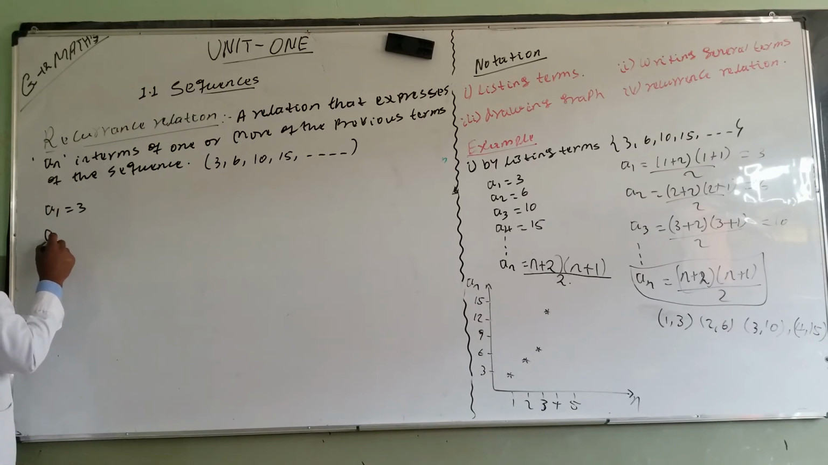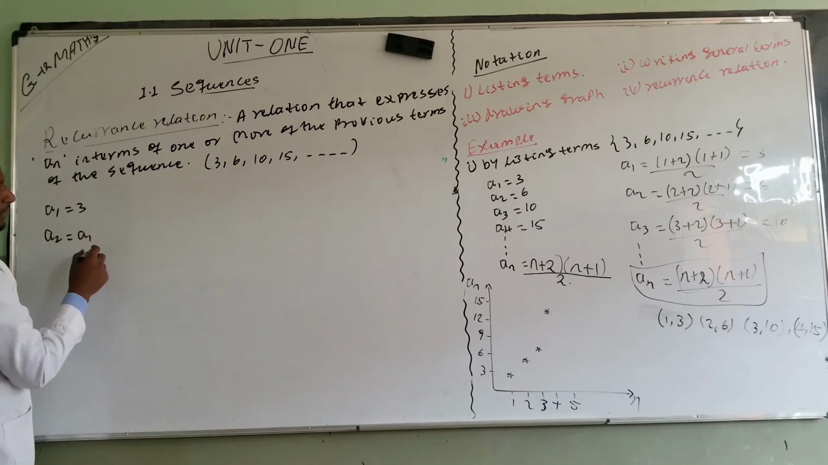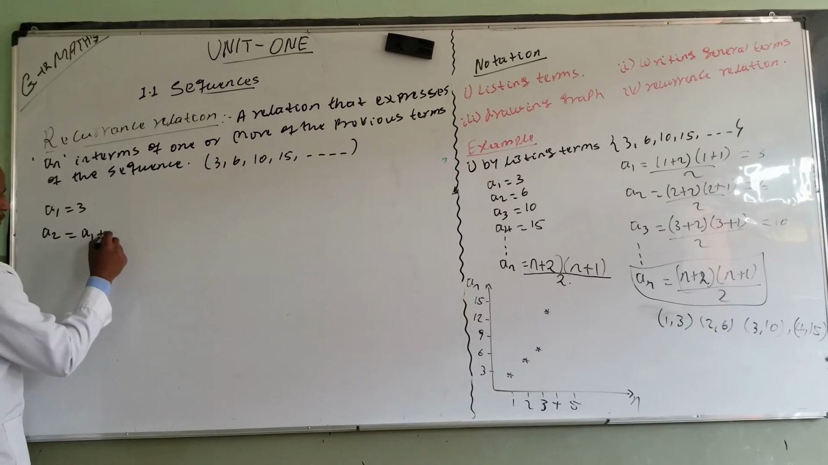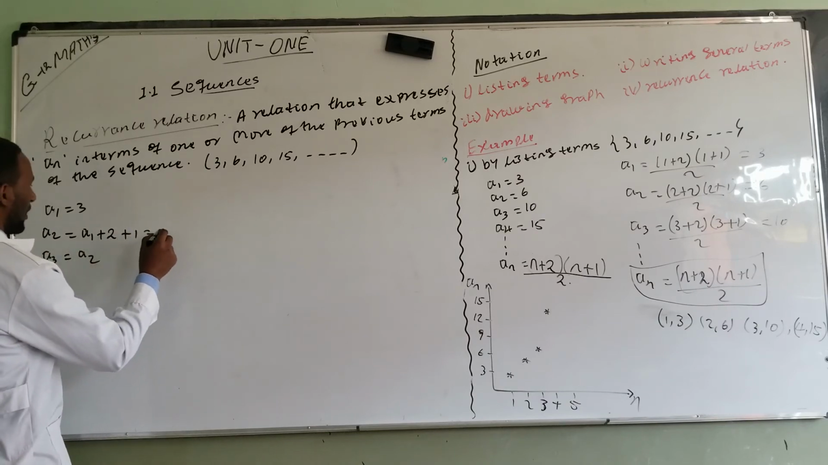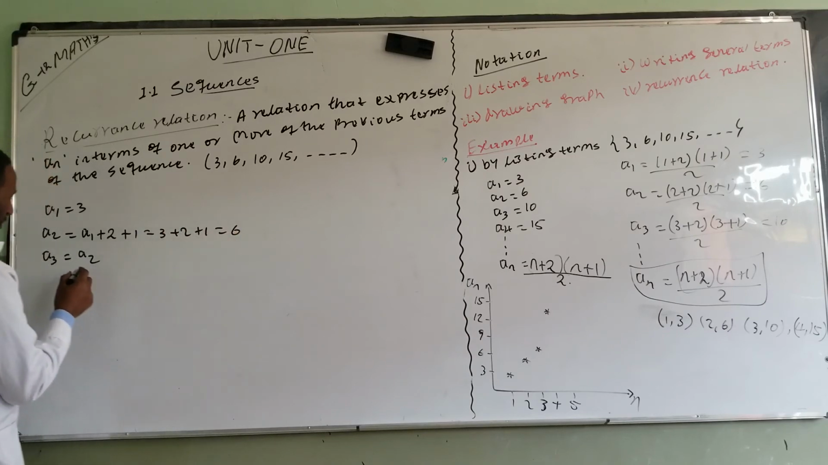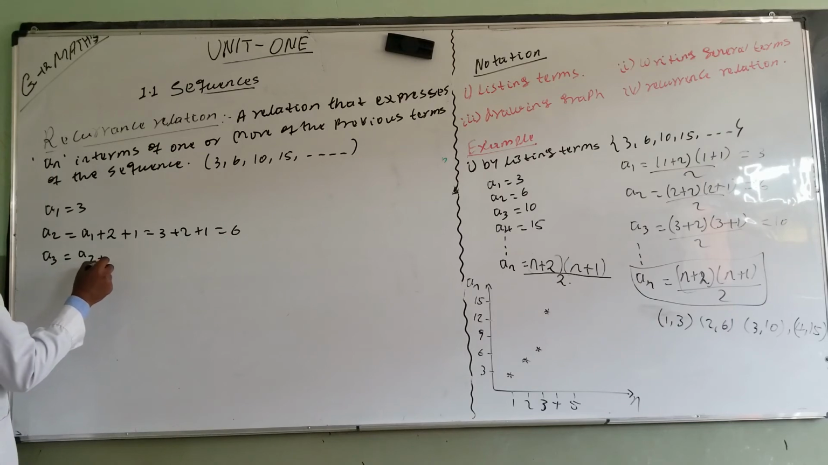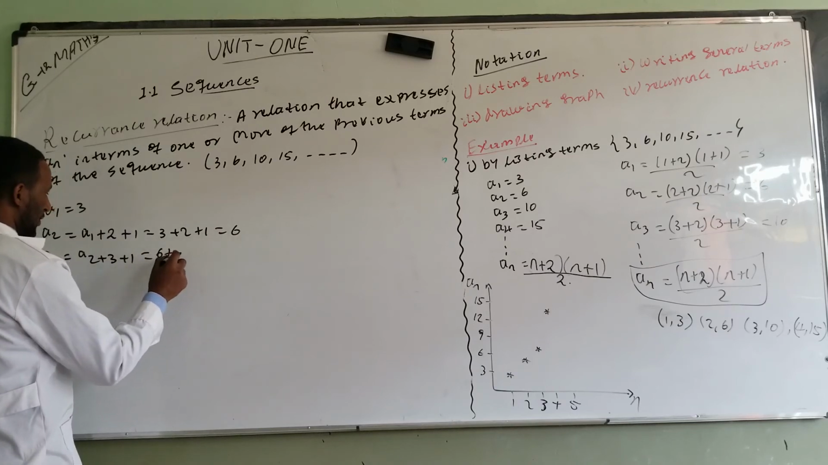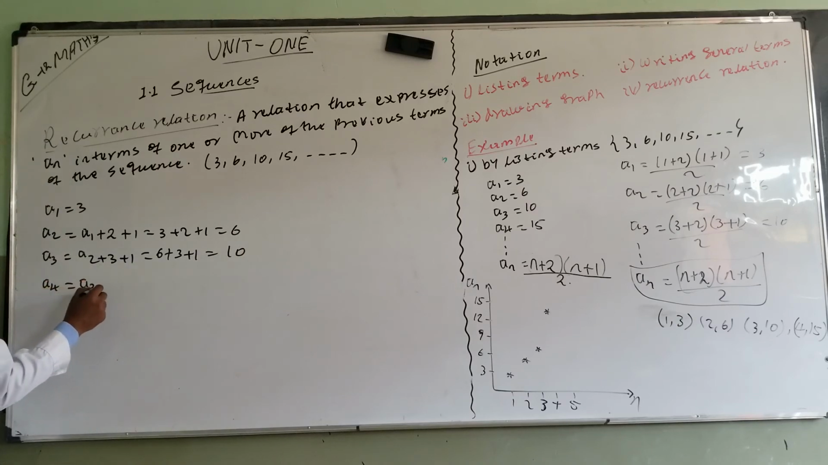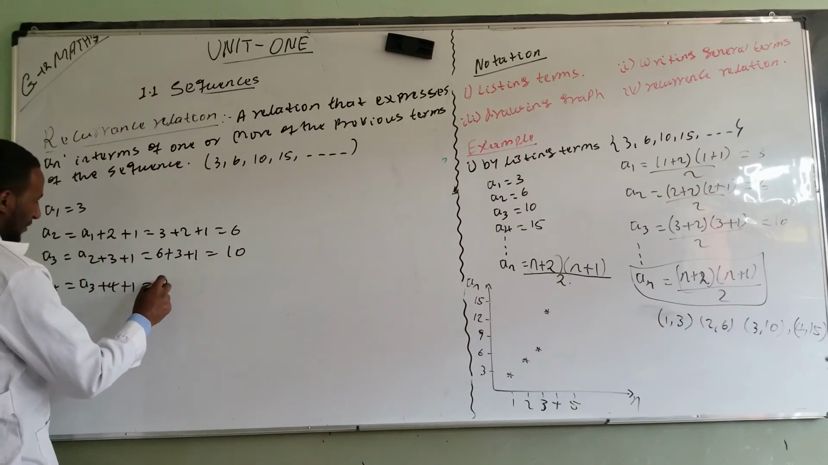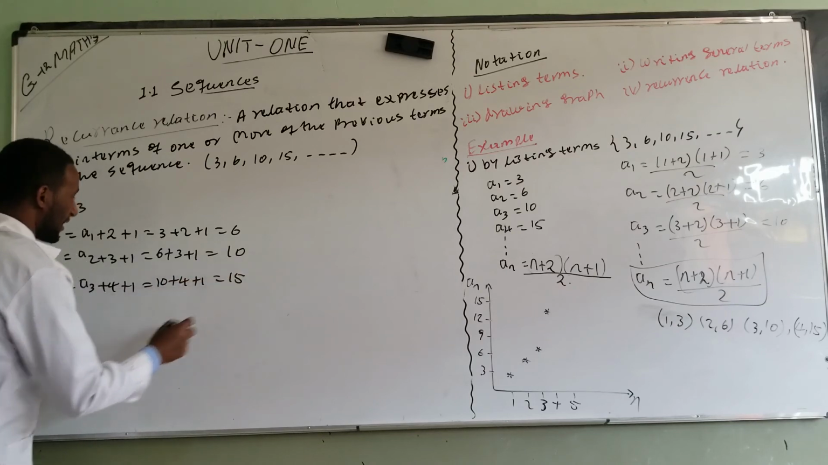Then a2 is equal to a1 plus 2 plus 1. a2 is equal to a1, which is 3, plus 2 plus 1, which is equal to 6. a3 means a2 plus 3 plus 1. a2 means 6 plus 3 plus 1, which is equal to 10. a4 is equal to a3 plus 4 plus 1, which is equal to a3, which is 10, plus 4 plus 1, which is equal to 15.